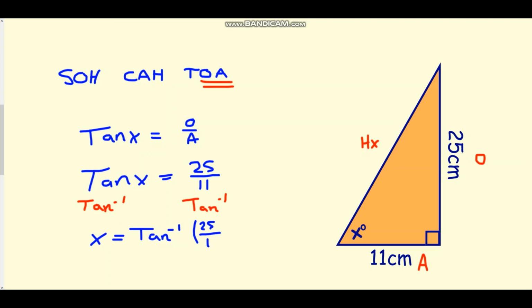Again, if you're not able to put a fraction into your calculator like that, you can use just 25 divided by 11 in brackets. That'll give you the same answer. And the answer you should get for this one is 66.25 degrees.